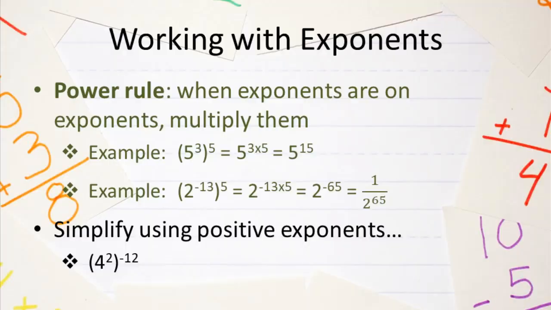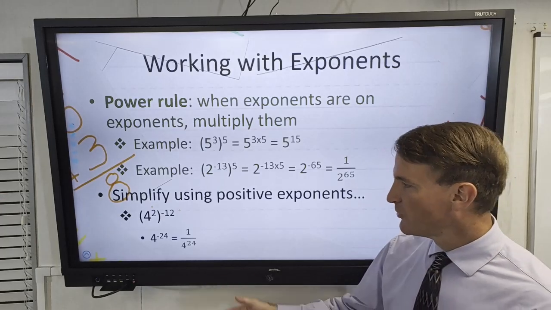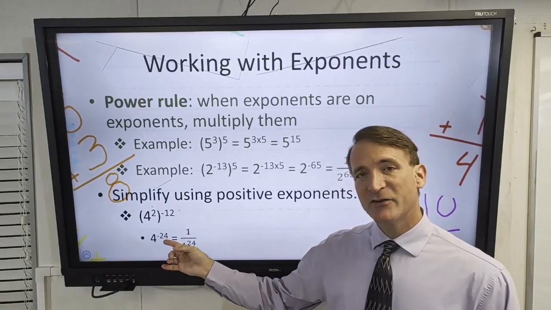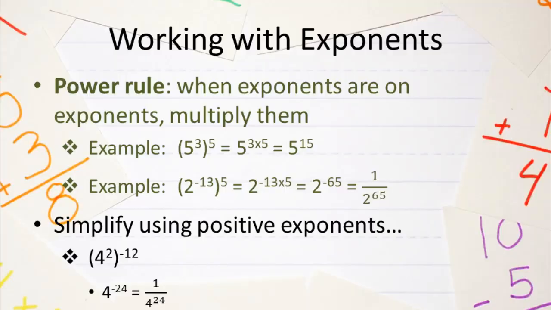Let's see if you can simplify these, and I would like the answers as positive exponents. So do not change them to decimals. If they are a negative exponent, you need to change them to some sort of fractional form. Let's start off with 4 squared to the negative 12th power. 4 squared to the negative 12th power is going to be 4 to the negative 24th power. As a positive exponent, it's going to be 1 over 4 to the 24th power.